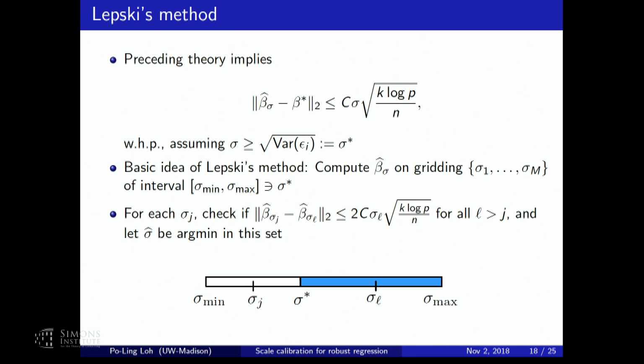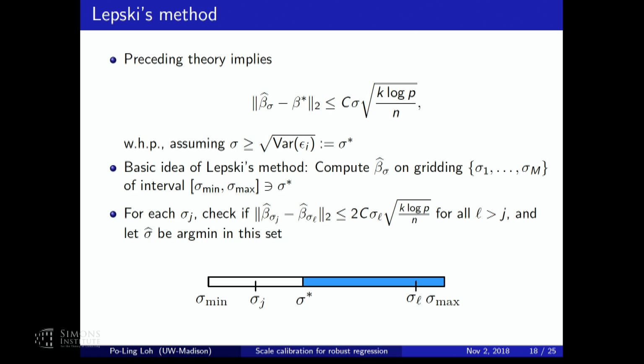But Lepski's method is designed for a setting where I actually have no idea how the estimators will behave in the white region. They might be good, they might be bad. And the nice thing is that, at the end of the day, I'm going to declare everything that passed the test good, and then I'm going to choose the minimum as my choice of sigma star.